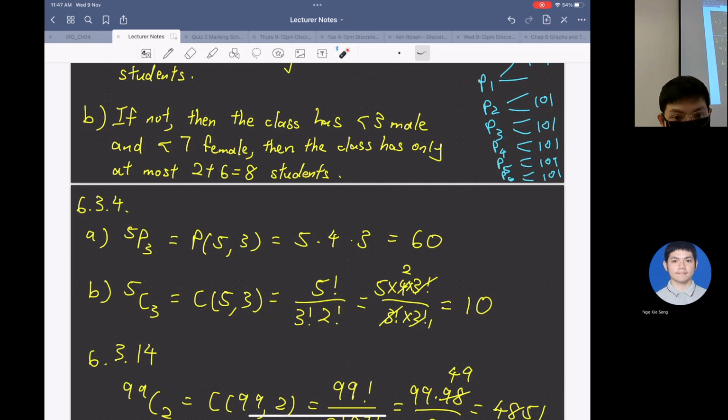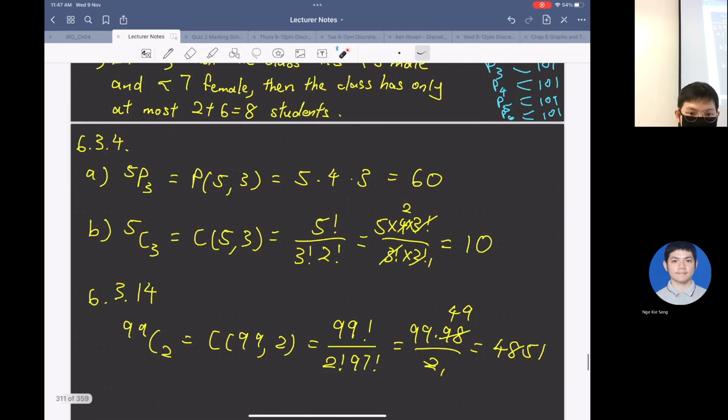6.3.4. What do we have? 6.3.4 is just listing out the 3-permutations of a 5-element set, and also listing out the 3-combinations of a 5-element set. I already counted. You can list them, but there are so many choices, so you can just count, and then try writing out some elements to convince yourself of this number.